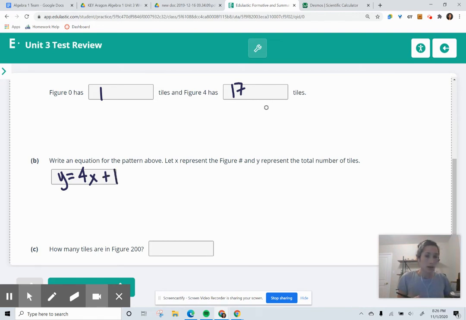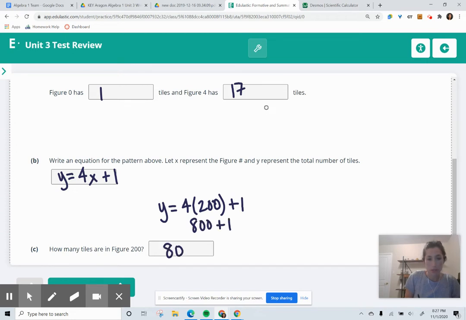And then if we want to figure out how many tiles are in the figure 200, we basically just need to plug in 200 for x. So we would say y equals 4 multiplied with 200 plus 1. So that would be 800 plus 1. That means that has 801 tiles.